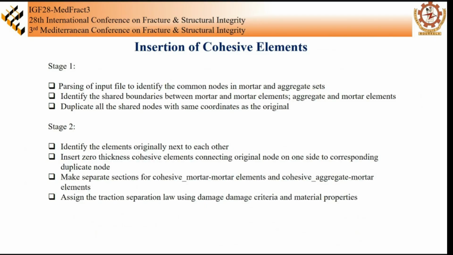In stage 2, the elements next to each other are identified and zero thickness cohesive elements are inserted, connecting the original node on one side to the corresponding duplicate node. Separate sections for mortar cohesive elements and aggregate-mortar cohesive elements are made, and corresponding material properties and damage criteria are assigned. The file is then imported in Abaqus for further modeling.